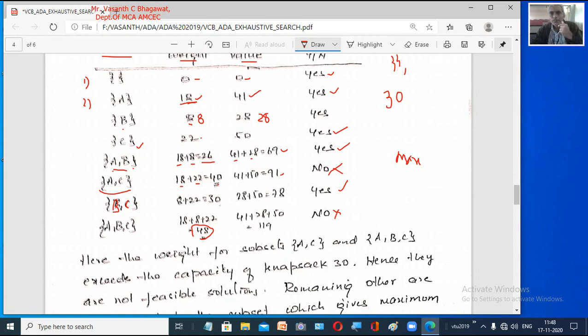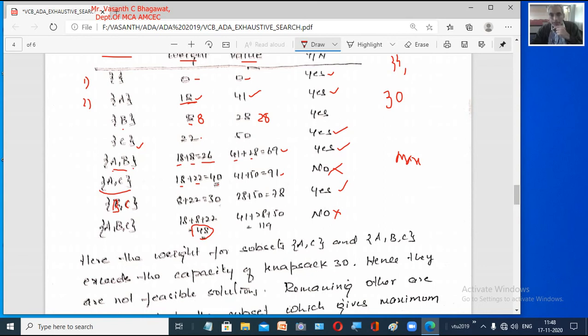Now if you pick only one element A, profit is 41. If you pick the second element, profit is 28. You can leave this because 41 is greater than 28, right? If you select A, you get more profit, 41. Now if you select only B, you will get profit of 50. Now you can leave this 41 because B is giving you more profit, correct? Now if you select A and B, profit is 69, right?